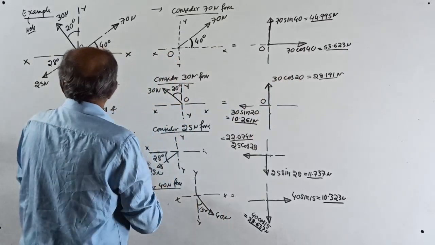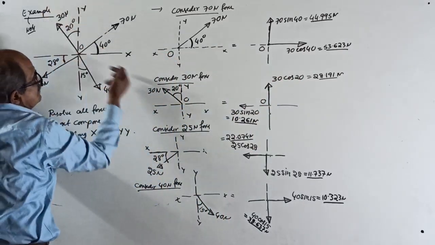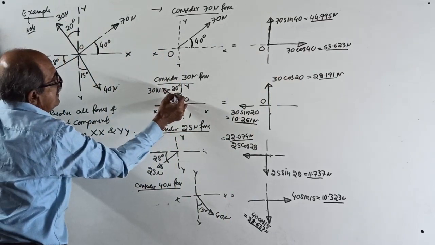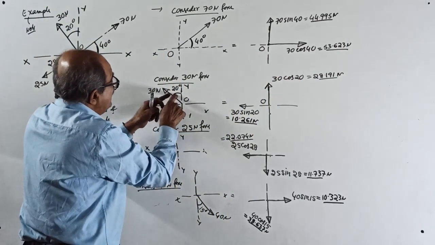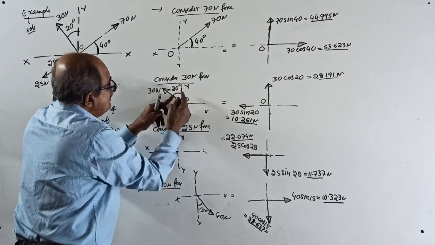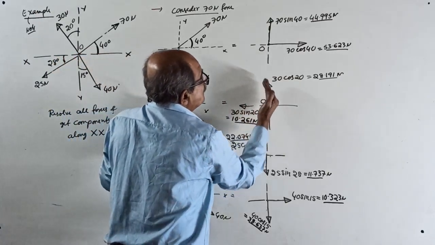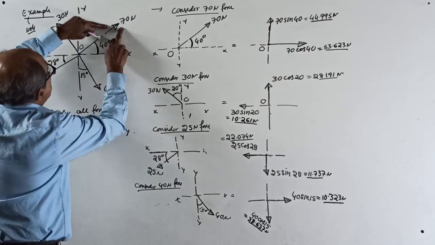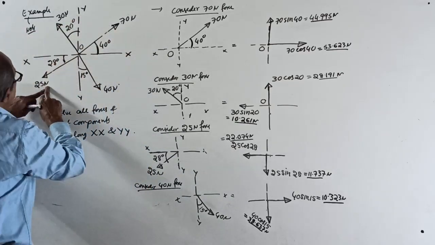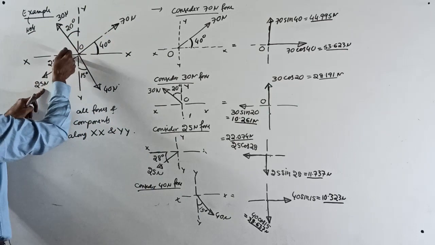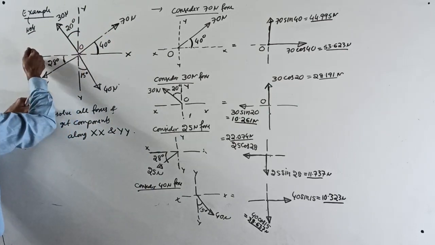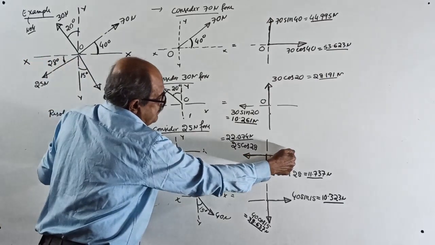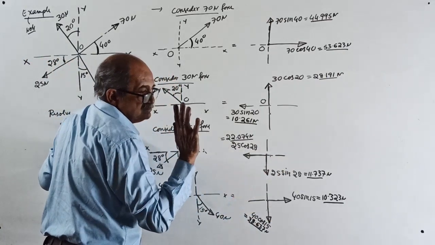Okay. Now, 30 Newton force. In the question they told 20 degrees with yy. Therefore, consider 20, which is with yy. So y becomes cos, x becomes sine. Consider 25 Newton. Here the angle 28 degrees is given with the x. Therefore, x becomes cos, y becomes sine. Calculate.